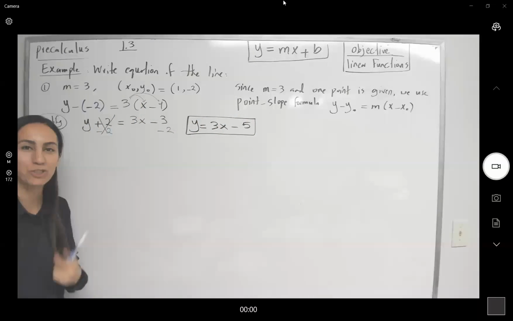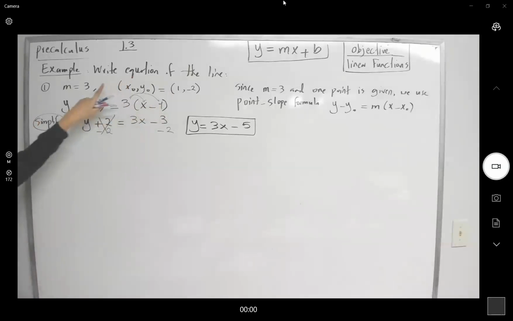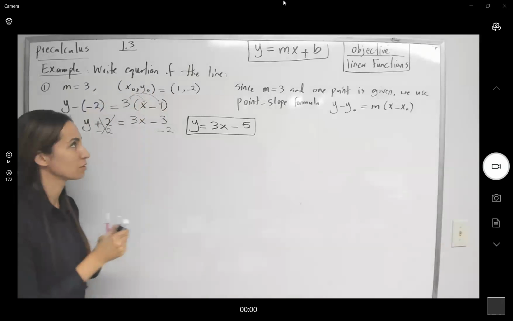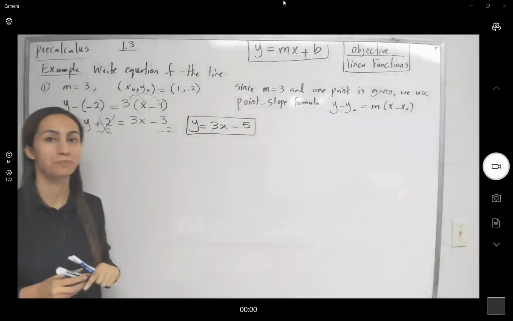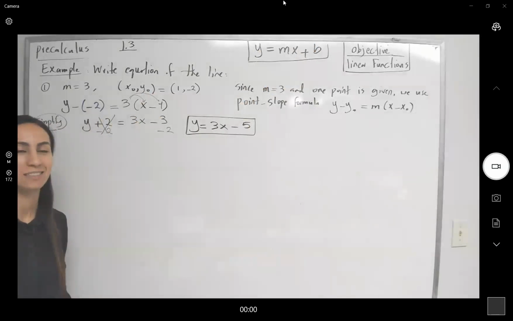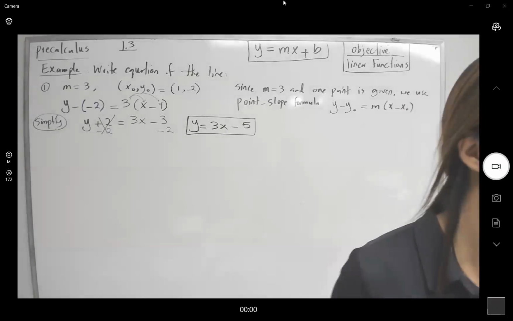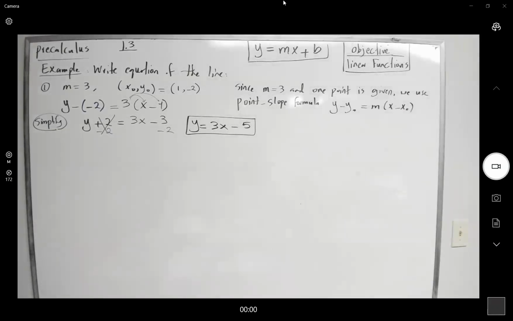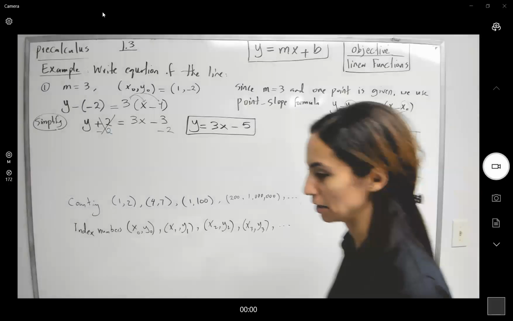This is the equation of the line passing through this point with slope 3, which is the same as the format that we presented for a general linear equation. Very good. Okay.